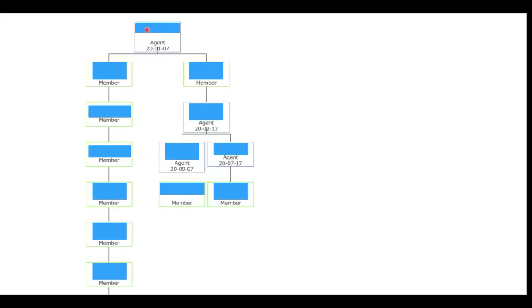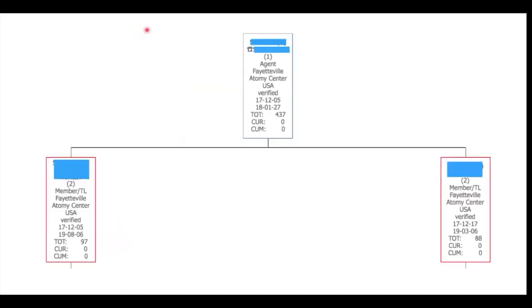Sometimes you will see someone has a phone next to their name. Here we can see this person right here has a phone. When it has a phone, that means that the person has not ordered in almost a year. In order to maintain your Atomy membership, you do have to purchase one product a year. It can be any price. It can be the $3.50 hand soap, but you do have to purchase one product a year to maintain your Atomy membership.